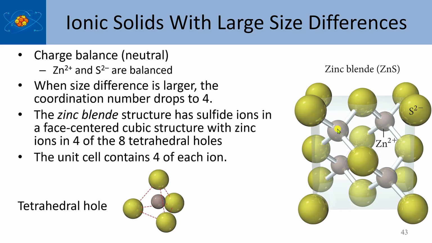Zinc 2+ being a lot smaller than the sulfur fits in the pocket that's in between. Because it sits in these pockets, the coordination number in this particular structure is only 4. Again, ideally it wants to be in a much higher coordination number, ideally 12. But as we make the sizes of the ions really different, they have to accept these lower coordination numbers in order to fit together.